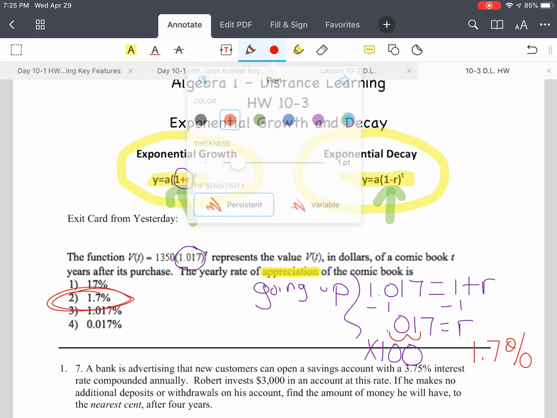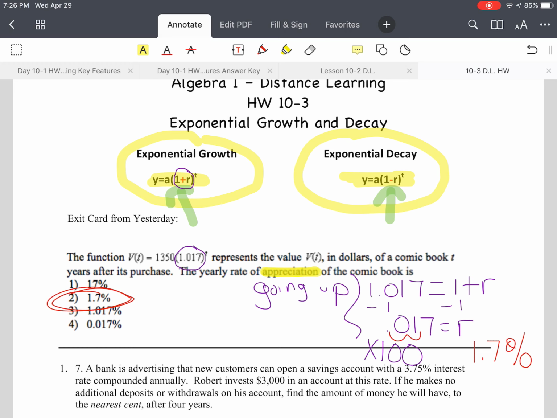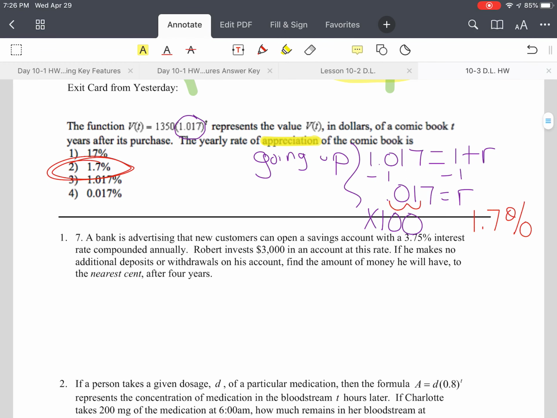Okay, I want to do a few with you just as some practice. And then I'm going to, like I said, leave you to do some on your own. So number 1, a bank is advertising that new customers can open a savings account with a 3.75% interest rate compounded annually.